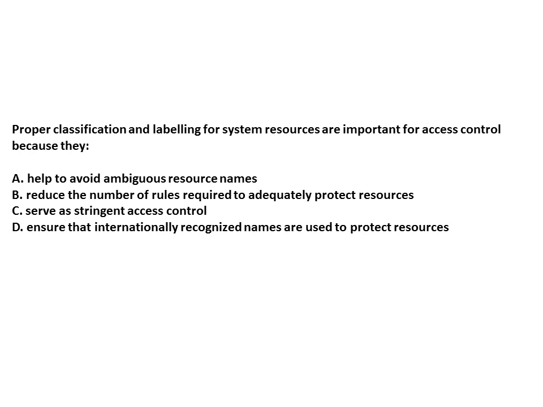Proper classification and labeling of system resources are important for access control because they A, B, C, D. So our answer should be B. Proper classification and labeling of system resources are important for the efficient administration of security controls. Proper classification and labeling does not necessarily ensure options A, C, and D. This classification and labeling reduces the number of rules required to adequately protect resources, which in turn helps security administration and maintenance efforts.